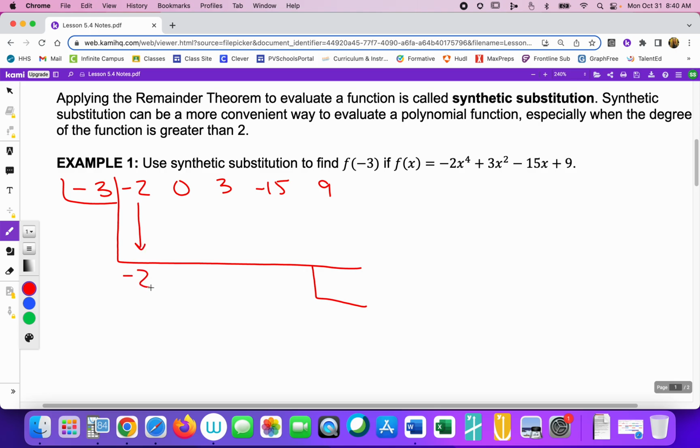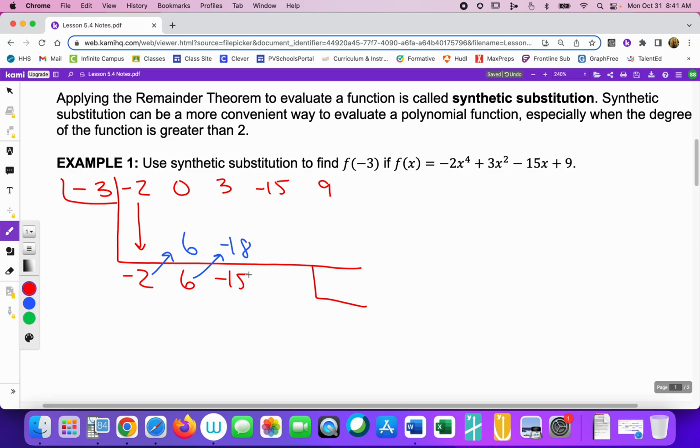Bring down the negative 2. You guys tell me what to do. Multiply negative 3 times negative 2. And that'll give us positive 6. Okay, so negative 3 times negative 2 is positive 6. 0 plus 6, 6. Then again, multiply negative 3 times 6. Negative 18. What's 3 minus 18?